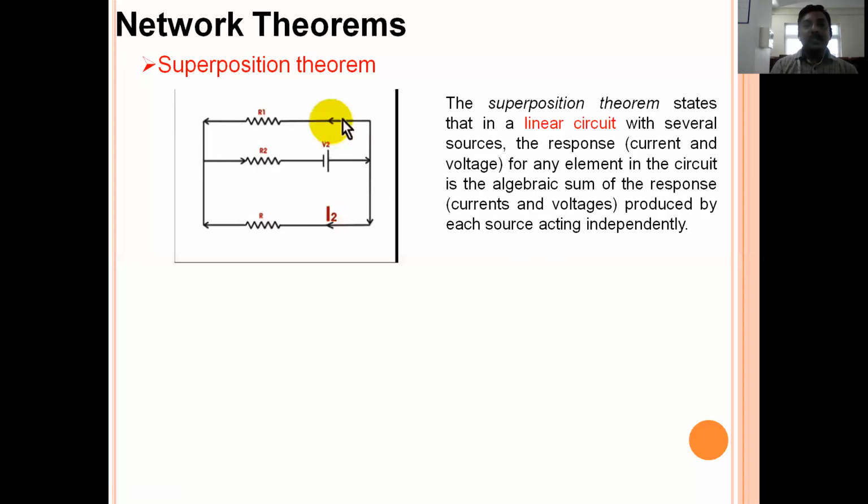Now the question is, if there are more than one source, how can we deactivate the particular sources? Usually, what are the sources we are using?